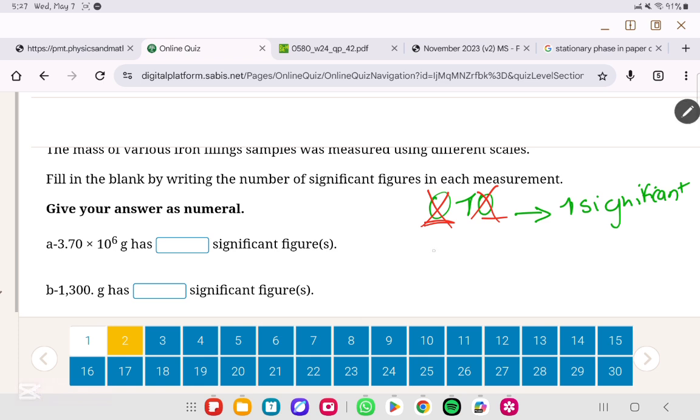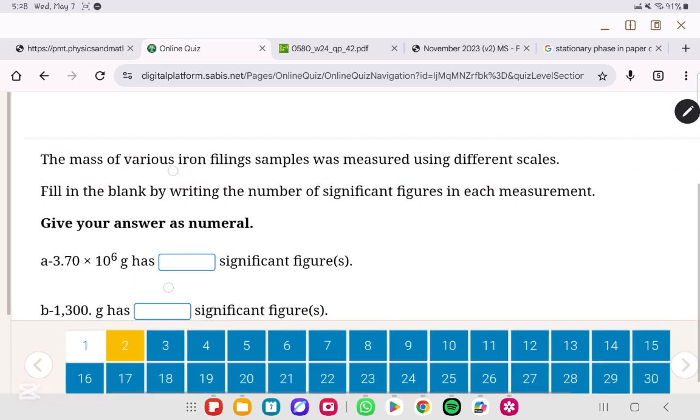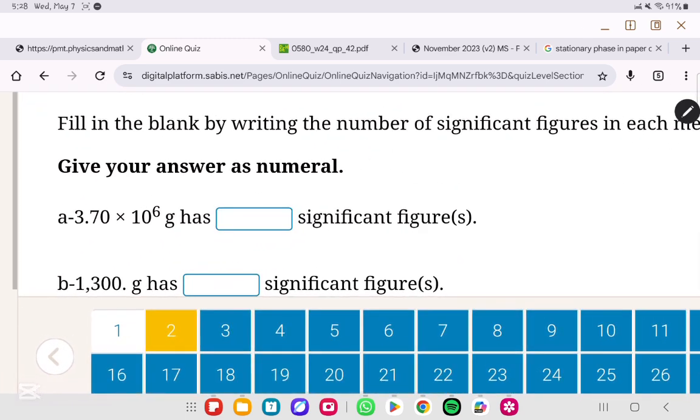But if it was 0.10, then it would be 2 significant figures. Because after the decimal place, you consider this one and this one. But for example, if it's 10. like this, then this is also 2 significant figures, because the decimal place will make the 0 significant. So in this case, we have 3.70. Look how many significant figures we have.